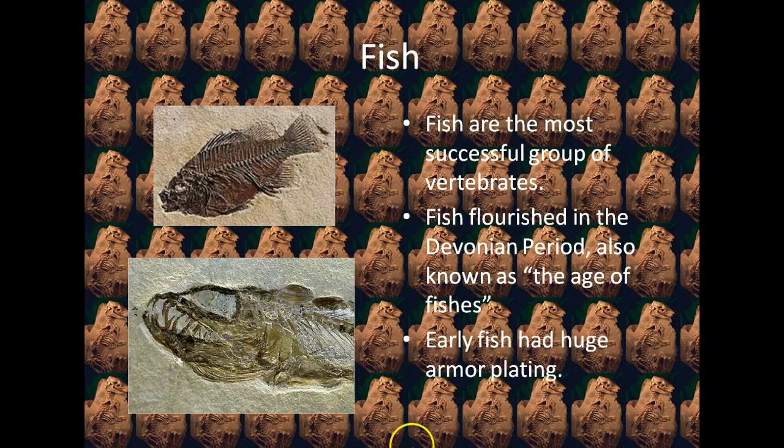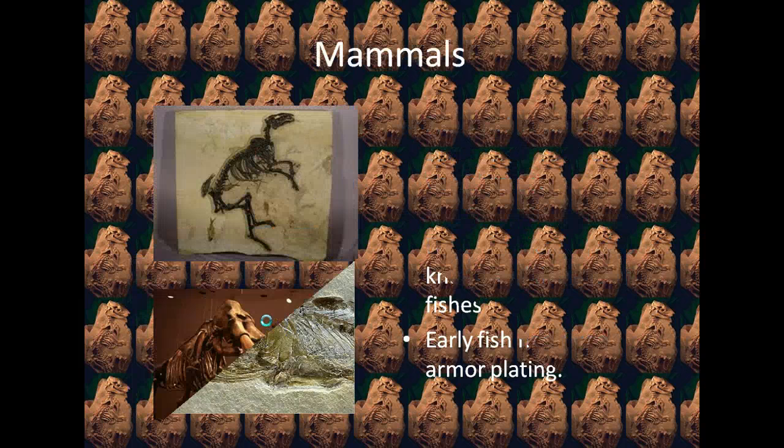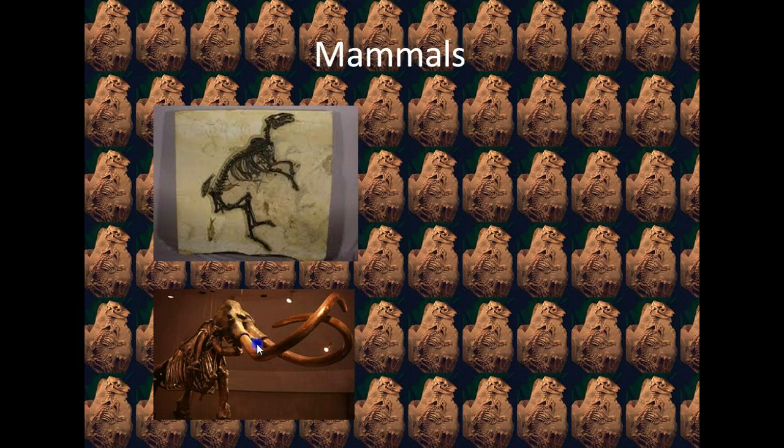And these early fish, they had huge armor plating like the one you might see down below in the second picture. They were protected by these huge armored fish. The next group is mammals.